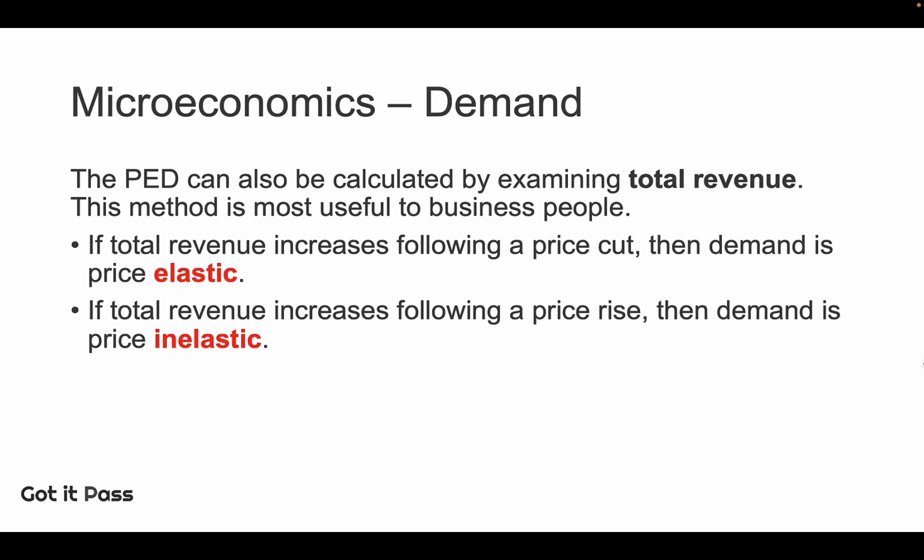On the opposite, if the total revenue increases following a price rise, say the price for tea or sugar increased by 5%, but we cannot see a lot of change in the quantity demanded or the volume, that means the total revenue increases after this price rise. Then we can say that the demand is price inelastic. That means the quantity demanded is not significantly lower given the price rise.